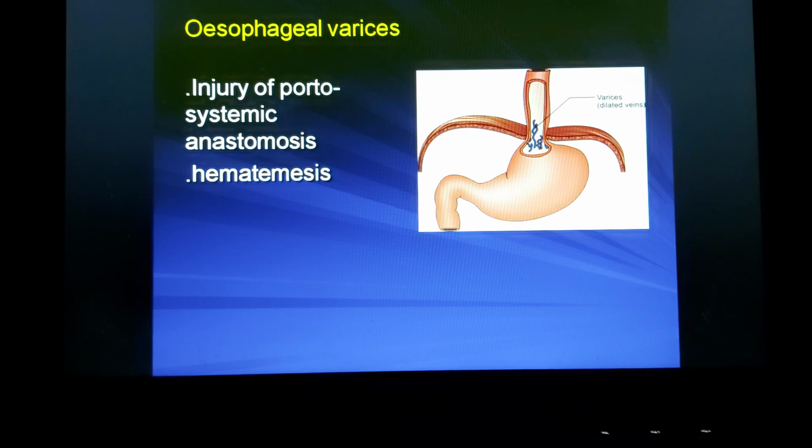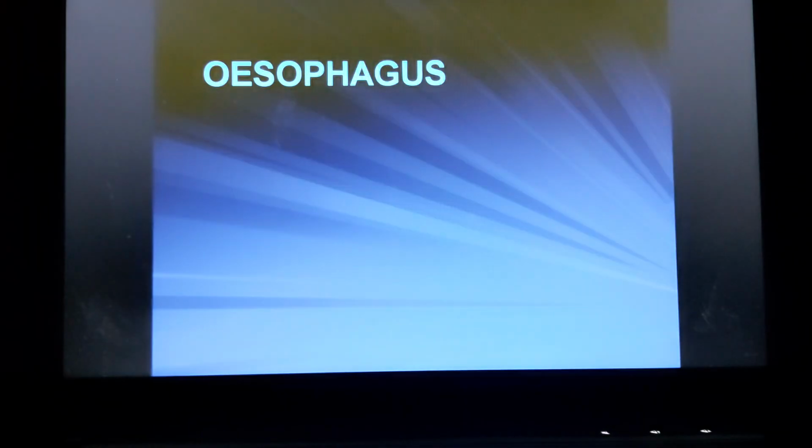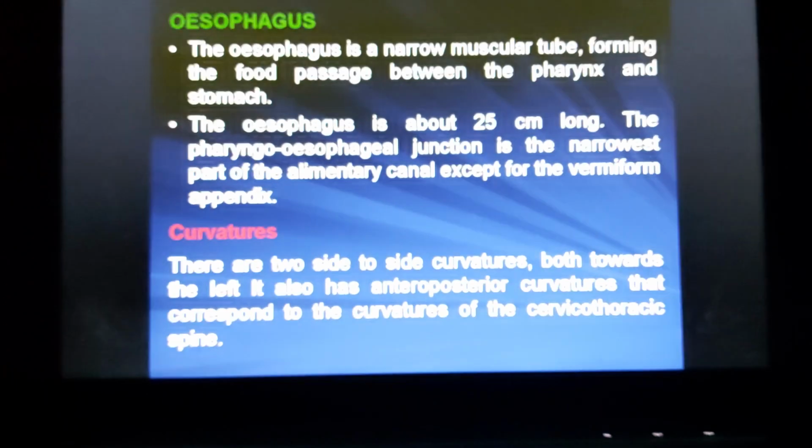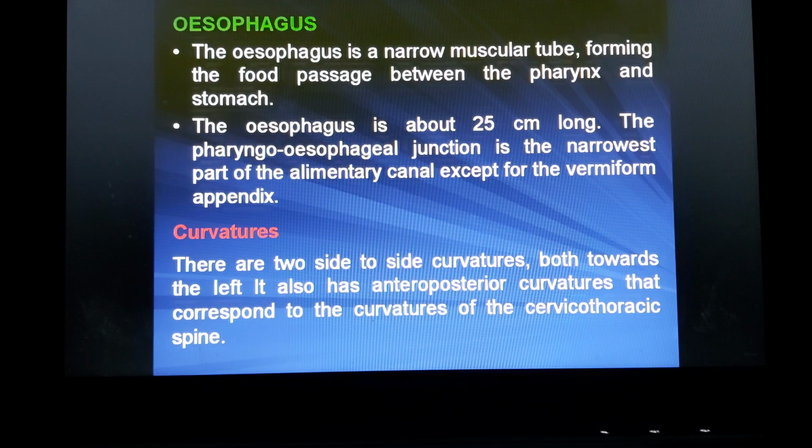Okay, can we summarize? So the esophagus is a narrow muscular tube forming the food passage, 25 centimeters long, and it is the narrowest part of the alimentary canal. Curvatures: the side to side curvatures are both towards the left, and it also has antero-posterior curvatures that correspond to the curvatures of the cervicothoracic spine.